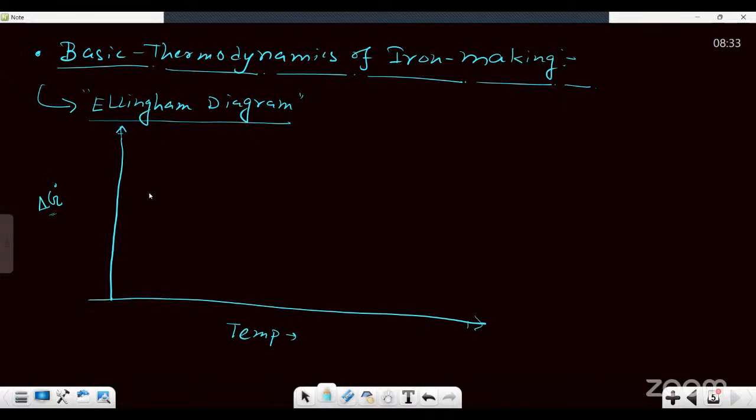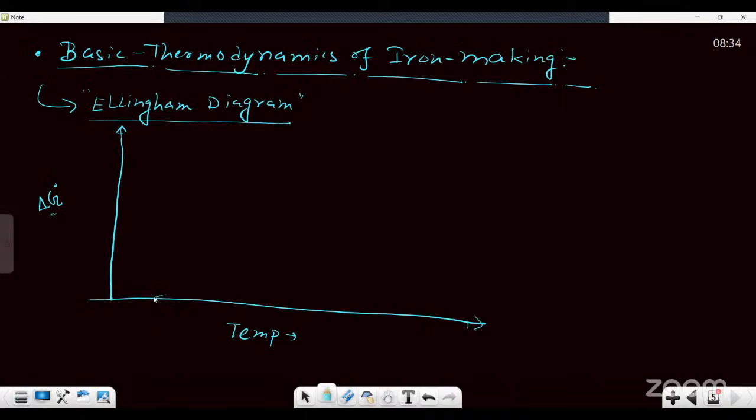Now, if you look into the Ellingham diagram, you will see that there are many oxide curves in the Ellingham diagram. Most of the metal oxide curves have a positive slope. Positive means, see, I am drawing some of the metal oxide curves.